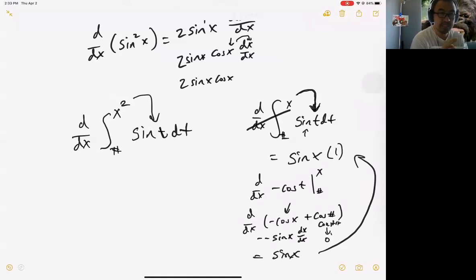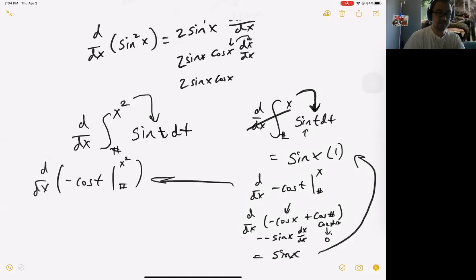But us doing the same problem here actually changes. If I take the integral of sine, that gives me, like what we wrote before, negative cosine of t, from some number to x squared. Is everyone okay? Looks very similar, very similar. We plug in our value, d over dx, negative cosine of x squared minus a negative cosine, which becomes a plus cosine of a number.